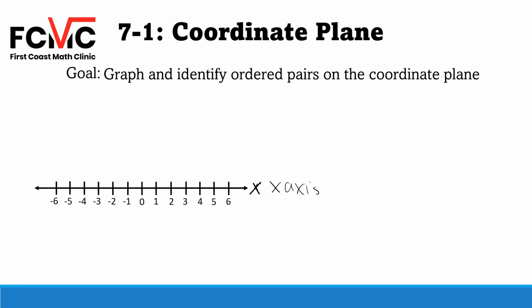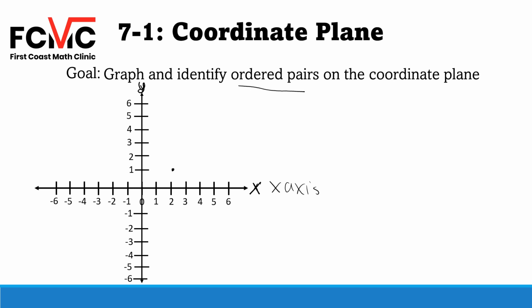And to create our two-dimensional coordinate plane, we're going to intersect this with a vertical axis. This is our y-axis. So again, denoted by a y. Our positive values are above the x-axis. Our negative values are below the x-axis.